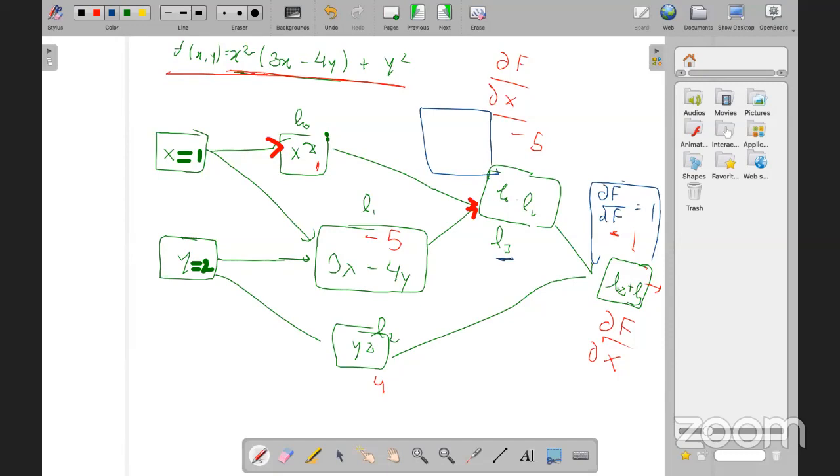This is L3, right? F is L2 plus L3. So what is dF by dL3? From here you can see it will be 1. I hope it is clear. Similarly, you go back from this arrow and reach this way, and the same result will follow because it's a sum. You'll get dF by dL2, and it is also 1.